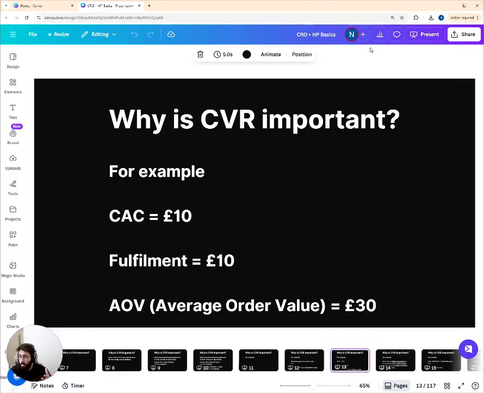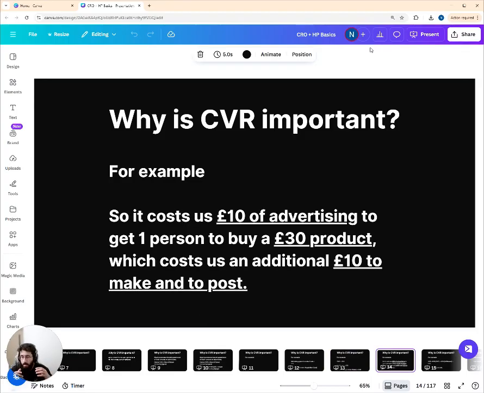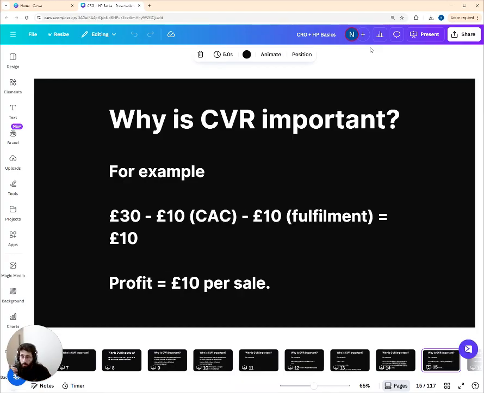So on average, when someone buys from us, they spend £30. And let's say on average, they purchase one product as well. That means that it costs us £10 worth of advertising to get one person to buy a £30 product, which then costs us an additional £10 to manufacture and post, which means that our profit per sale is £10.